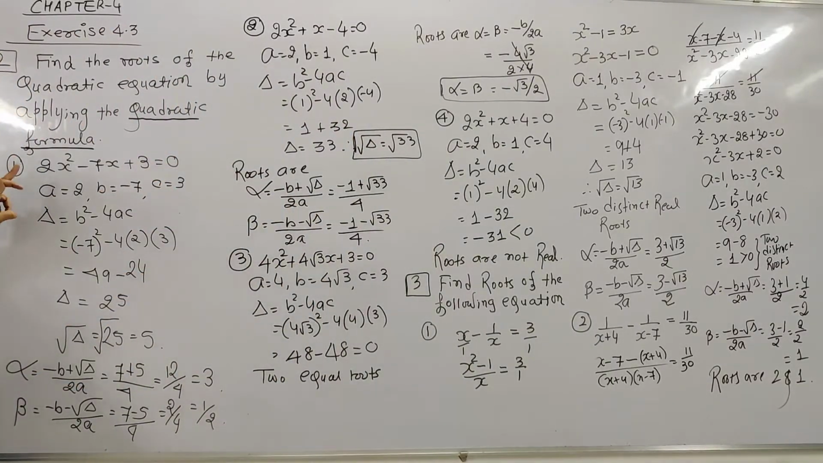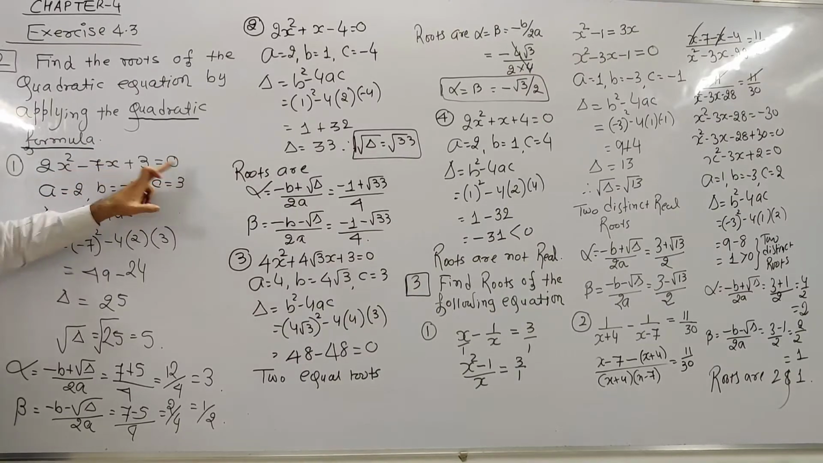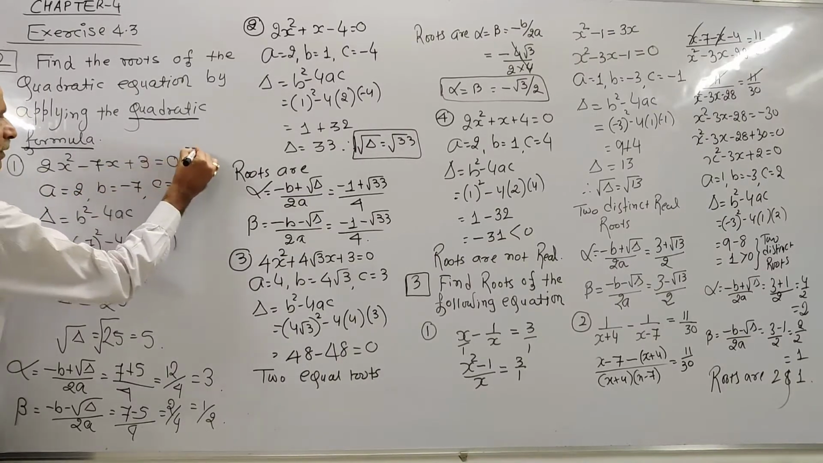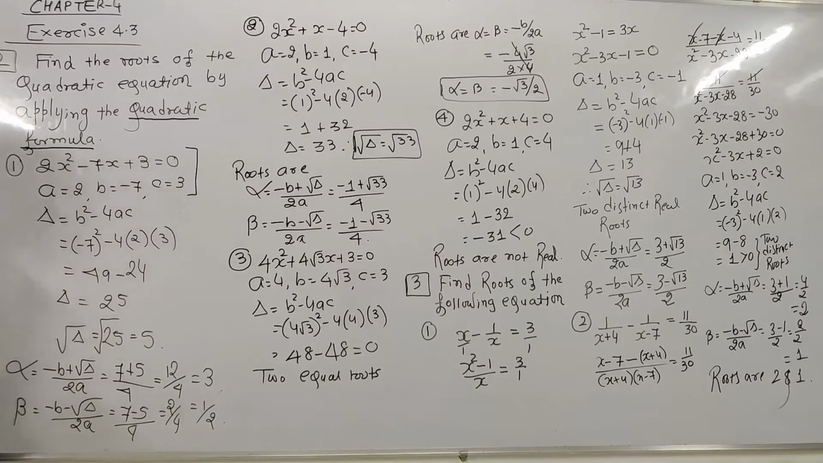The first example, 2x² − 7x + 3 = 0. Here this quadratic equation is already in the form of ax² + bx + c = 0. So when you compare this quadratic equation with the general form, a is equal to 2, b is equal to −7 and c is equal to 3. So this is your step number 1. Now step number 2, find the value of delta. You can also say D.